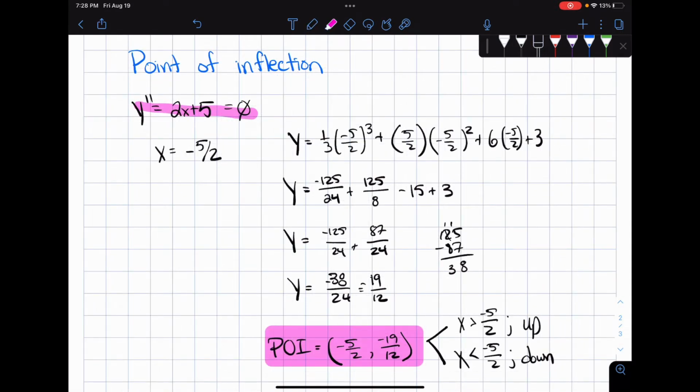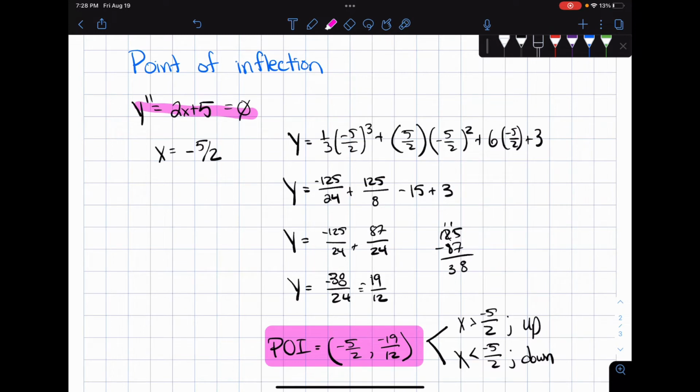So after we plug and chug, we get -5 over 2 as our x-coordinate, and then -19 over 12 as our y-coordinate. The note I have on the right is a good check and a way to show your knowledge of concavity. Basically our point of inflection is where that concavity is shifting. So you can test that by picking a number larger than our point of inflection, and a number more negative than our point of inflection, and throwing it into that second derivative equation. And you'll be able to see if it's a positive or negative number, which shows concavity.